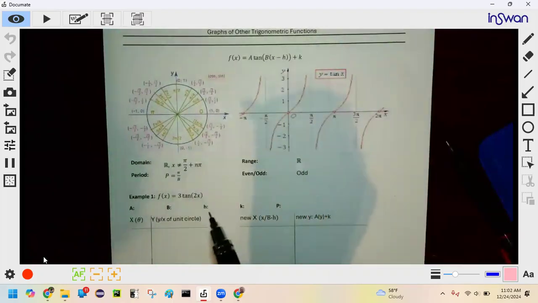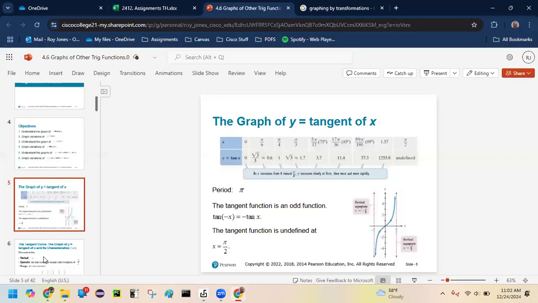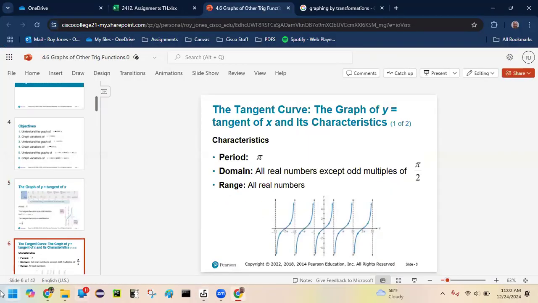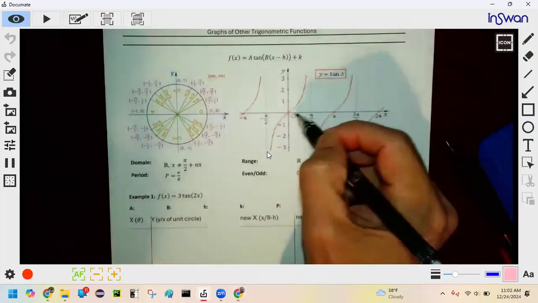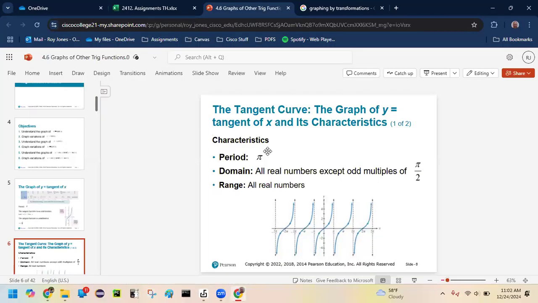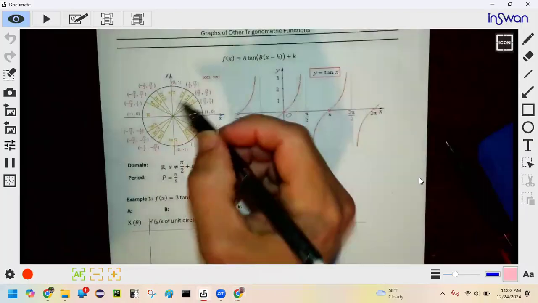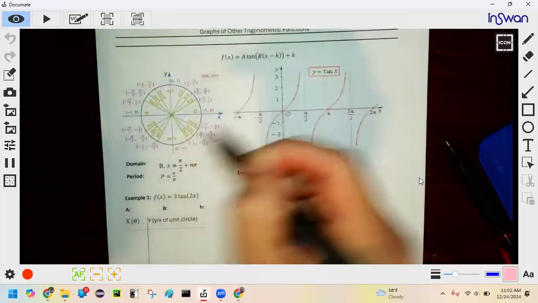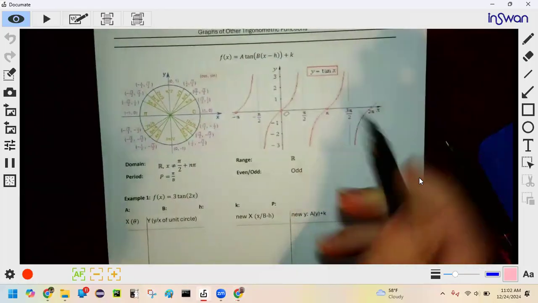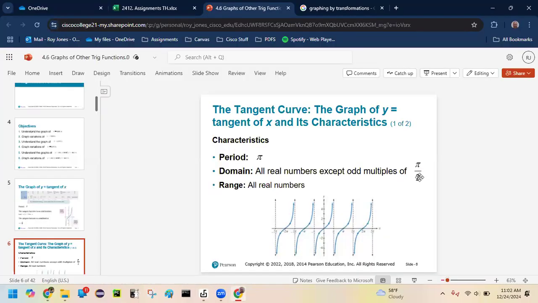If we wind up with a graph, okay, let's look at our notes here. It's a graph that has a period of pi. So it only goes from negative pi over 2 to pi over 2. That's the width of pi. It has a domain of all real numbers except for all of the multiples of pi over 2, because every time we get to a pi over 2 in our unit circle, it's undefined. So that's these guys right here. The range is all real numbers. It goes up and down forever.